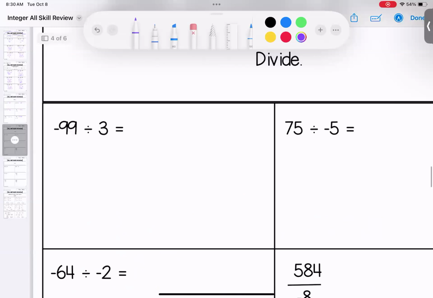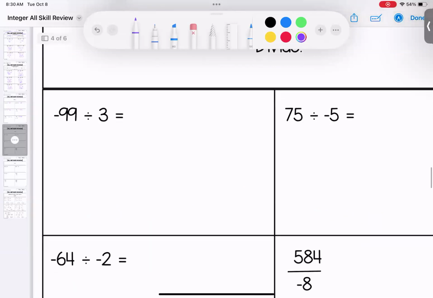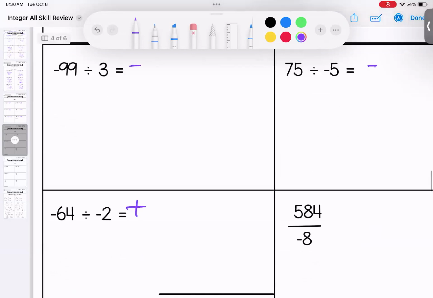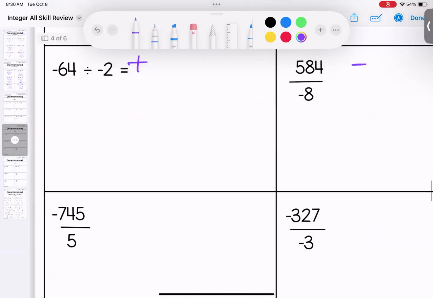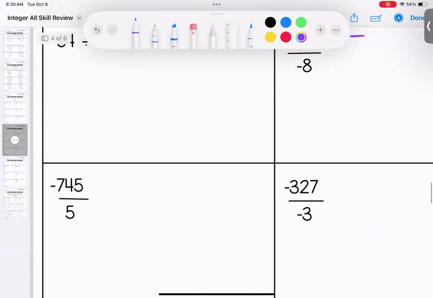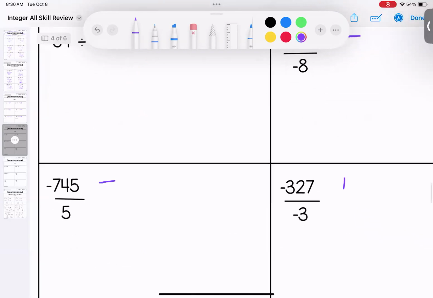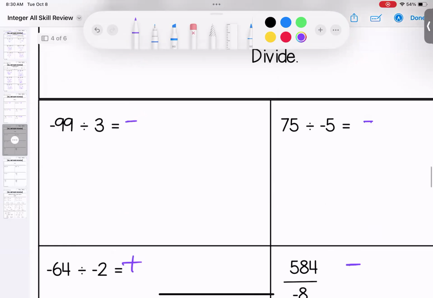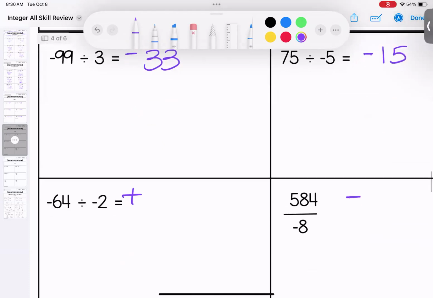I'm going to do the exact same thing here. Opposites, opposites, same, opposites, opposites. Come on, pen. There we go. Same. Put your signs down because the division answer isn't going to change. Don't overthink it. 3 goes into 99, 33 times. 5 goes into 75, 15 times. 2 goes into 64, 32 times.